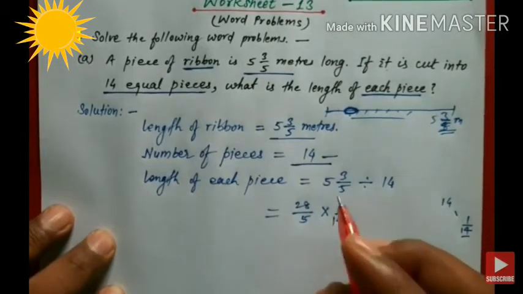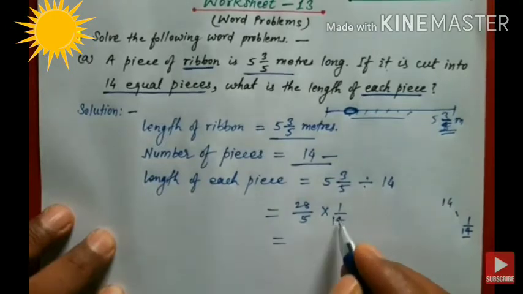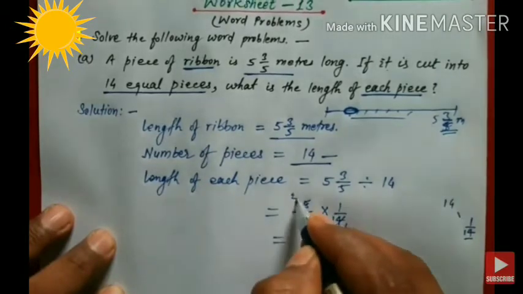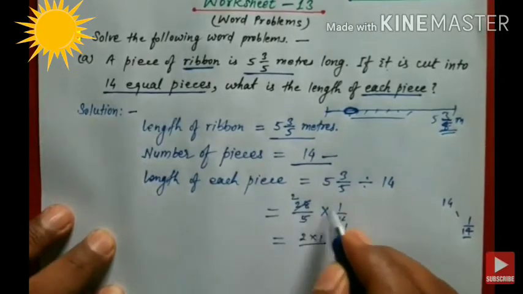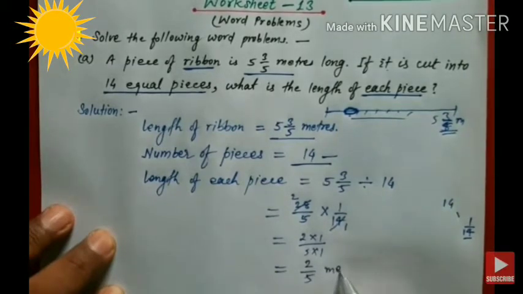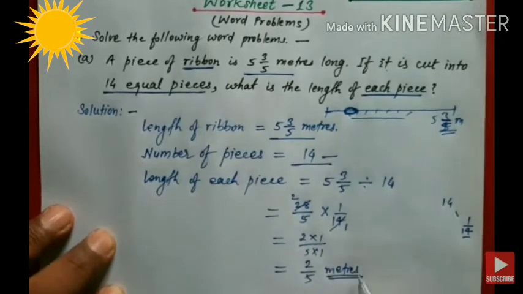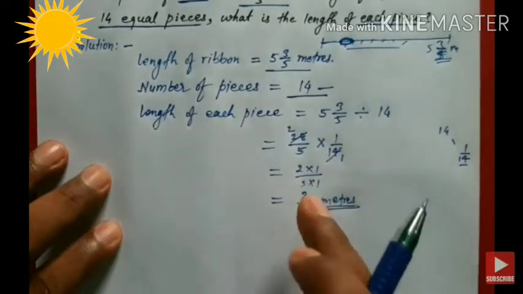Now we will check here, is there any possibility that we have to cut here? We can cut here. So we can cut: 14 ones are 14 and 14 twos are 28. Now multiply it, 2 into 1 and 5 into 1. So that is equal to 2 upon 5. So it means the length of each piece is 2 upon 5 meter. Okay, this is the answer.